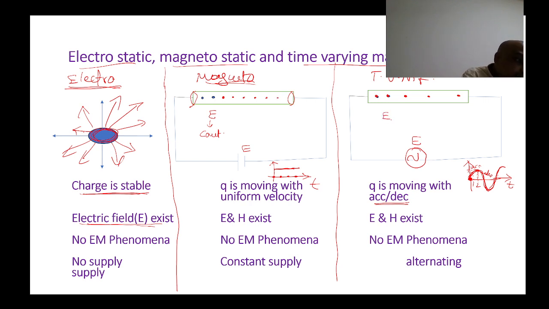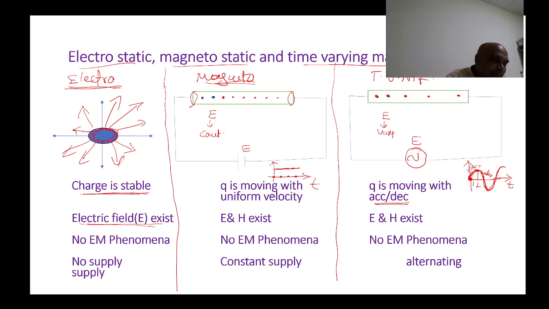Here the applied field is not constant, it is varying with respect to time. If it is varying with respect to time, the charge particles are also varying. If it is positively increasing, what is the charge particle doing? It is accelerating. If it is decreasing, charge particles are moving in deceleration mode. Means acceleration, deceleration, acceleration, deceleration.